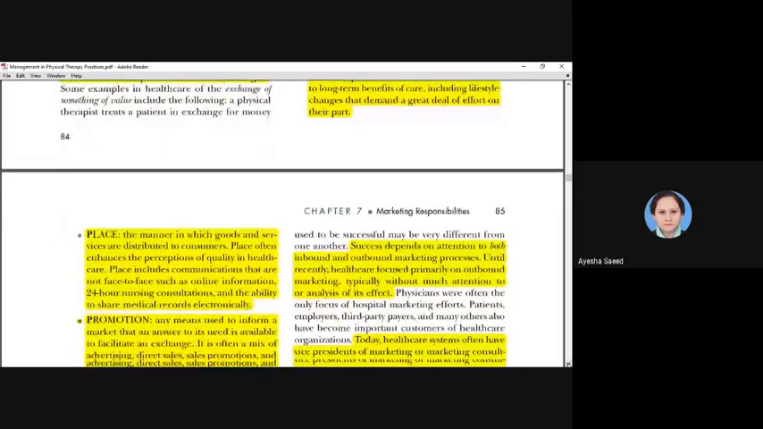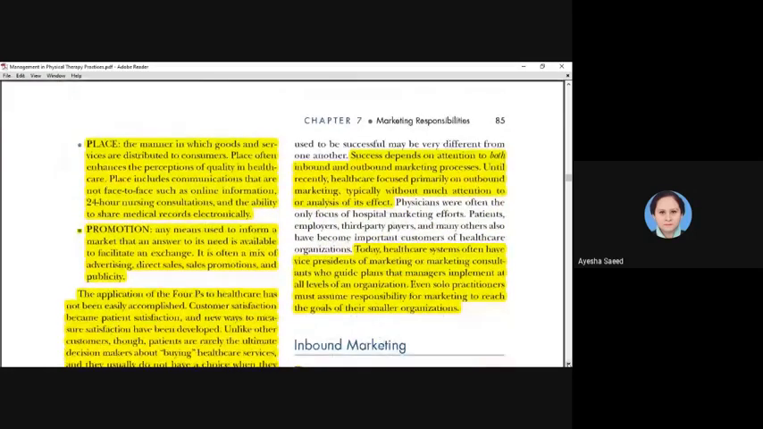Next comes place, the manner in which goods and services are distributed to consumers. Place often enhances the perception of quality in healthcare. Place includes communications that are not face to face, such as online information, and the ability to share medical records electronically. So this place could be where your clinic is available. This place could be a website or a Facebook page through which you are providing your consultation.